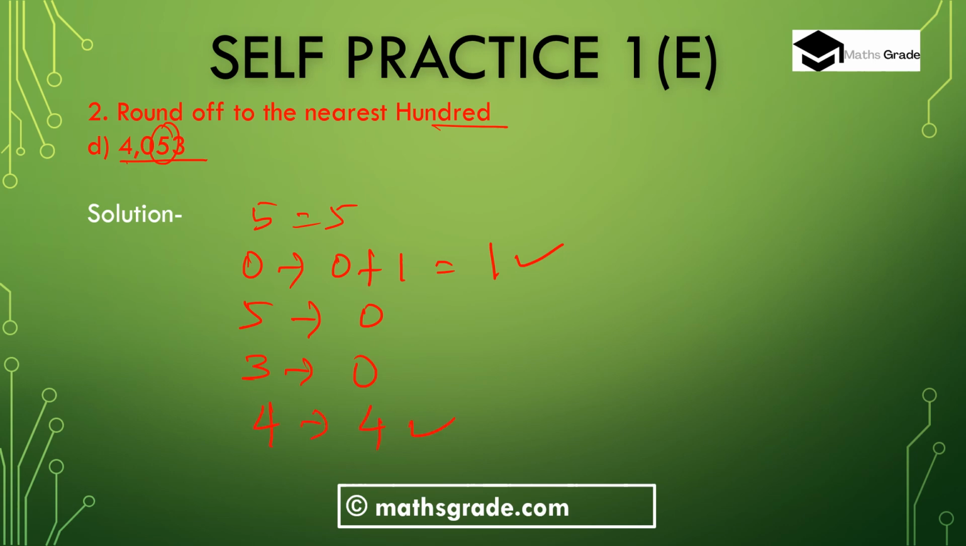So 4053 rounded off to the nearest 100 will be: in the 1000 place digit 4, and this 0 changes to 1, 0 plus 1 is 1, and this 5 changes to 0, 3 changes to 0. So 4100. So 4053 rounded off to the nearest 100 will be 4100.